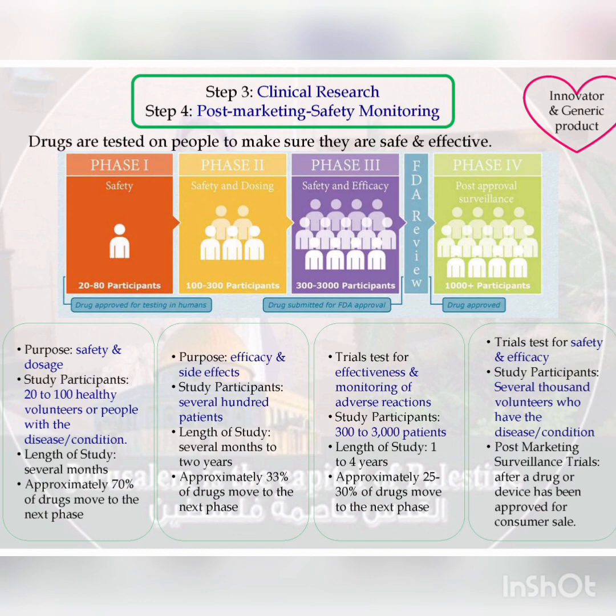Phase 1 is the safety. In this phase, the studies must confirm the safety of the product and to confirm the appropriate dosage form to be used for the drug product. In this phase, 20 to 100 healthy volunteers or people with the disease will be participating in the study. The length of the study takes several months. Approximately 70% of drugs move to the next phase.